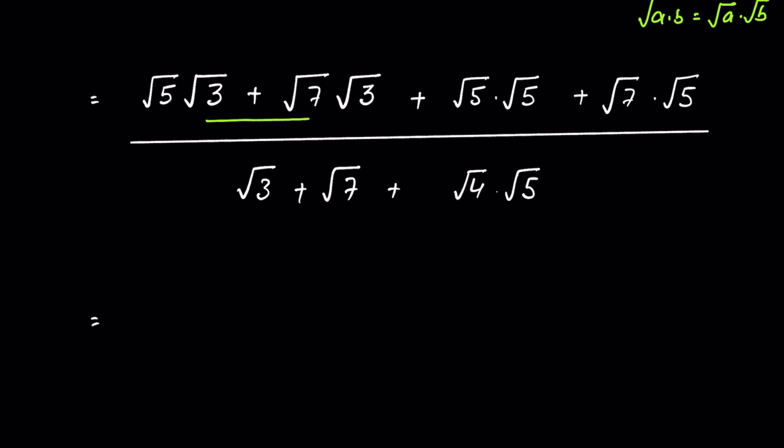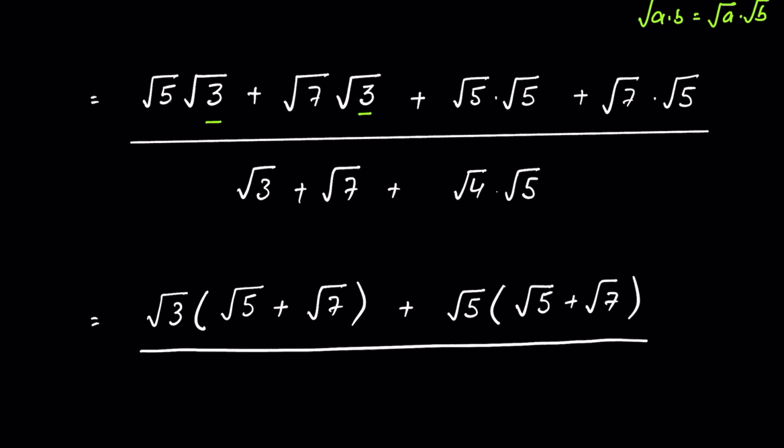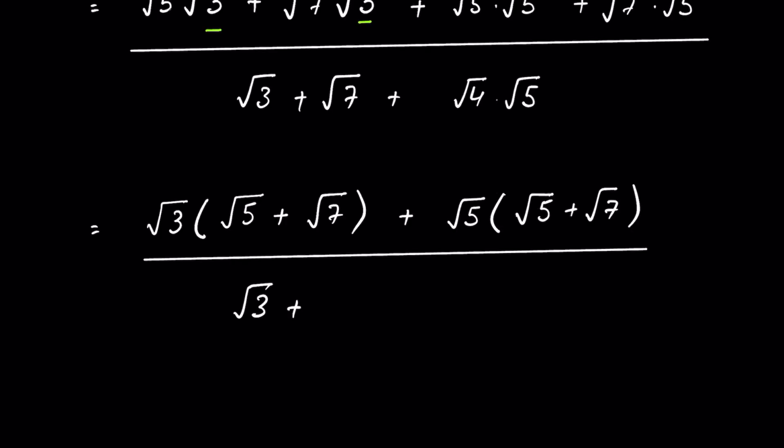Now here in these two we can take square root of 3 common. So we write square root of 3, then 5 under square root times 3 under square root divided by 3 under square root will give us 5 under square root, then plus same here 7 under square root, then plus here we can take square root of 5 common. So square root of 5, then times square root of 5 plus square root of 7 upon square root of 3 plus square root of 7 plus square root of 4 we can write 2, then times square root of 5.